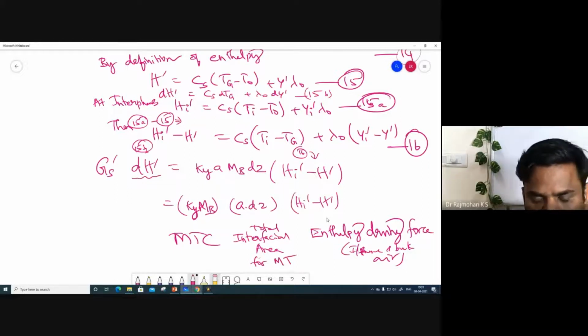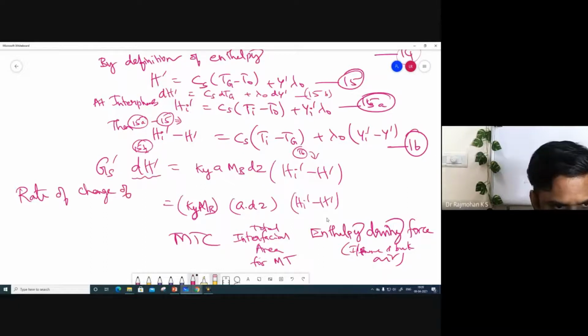This may be the same for heat transfer also. As I said, for derivation purposes we are not equating that. So a into dz is the total interfacial area for mass transfer, and this is the enthalpy driving force. So what is that? We can say the rate of change of gas enthalpy.